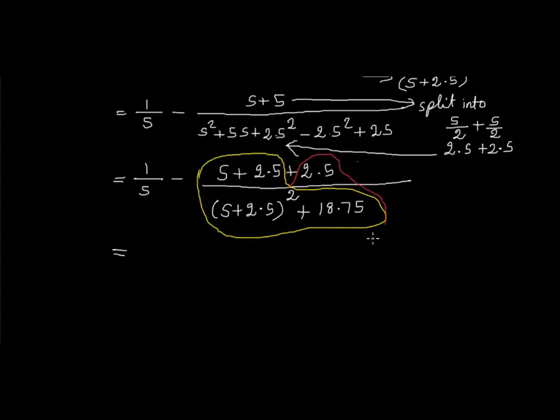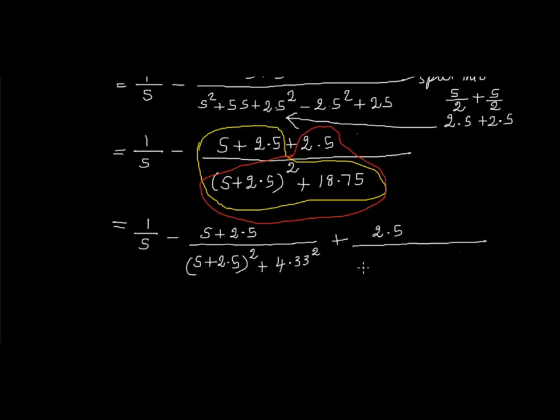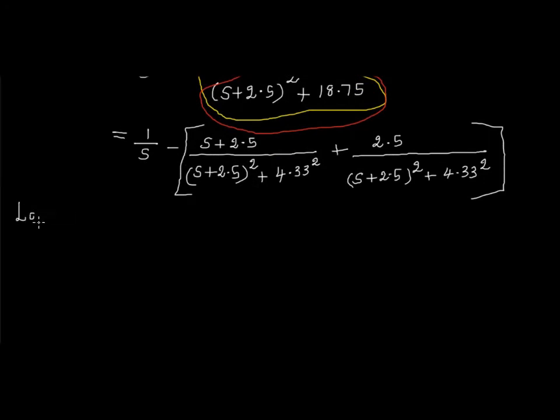So we can group these terms together and we can group the second terms together. Then we will be getting s plus 2.5 divided by (s plus constant) square plus (some constant) square. If we take root of 18.75, we will be getting 4.33. Then the second term will be some constant divided by (s plus constant) square plus constant square. So now we can apply inverse Laplace transform formulas.